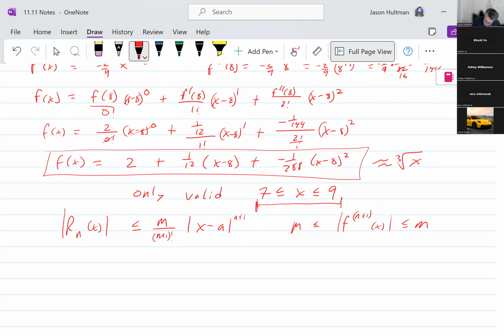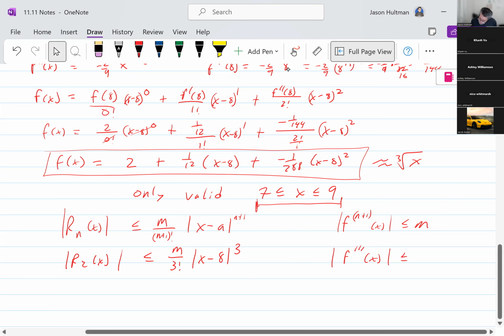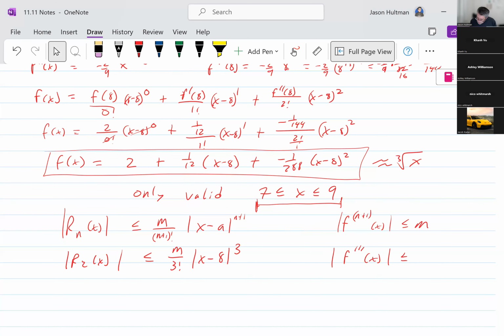So let's plug in what we know. R2 of x is less than or equal to m over 3 factorial times x minus 8 to the third power, where the third derivative of x, oops, this should be the other way around, I'm sorry. This guy is less than or equal to m, not the other way around. Okay, so the third derivative is what I'm looking for.